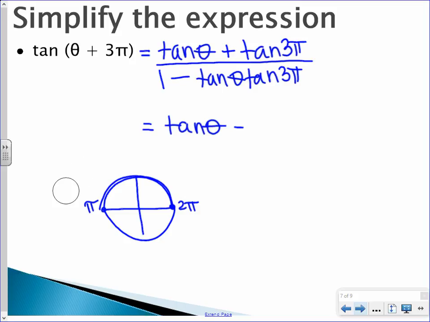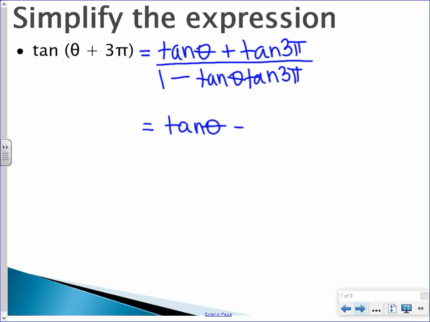So tangent of 3 pi, what would that be, Hannah? It would be 0. Remember, this is a step I want to see. So anywhere there is a tangent of 3 pi, we can replace with 0. That is important. Maybe not in this example, but all of the examples.